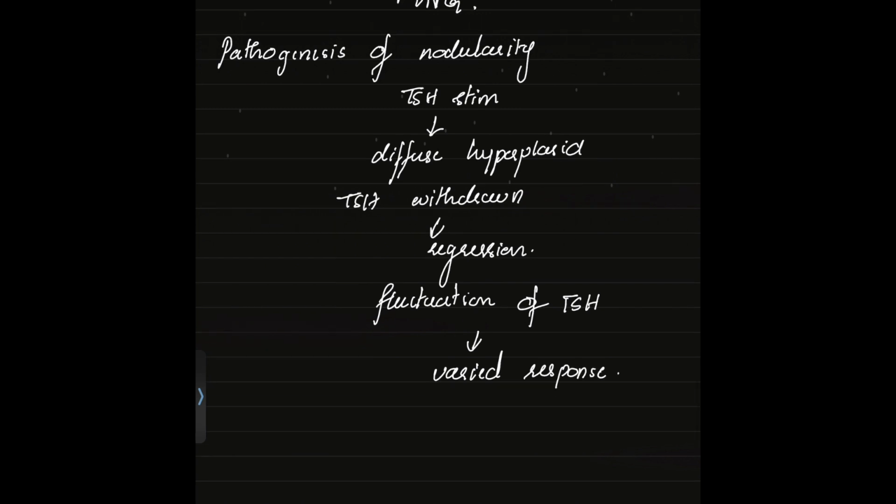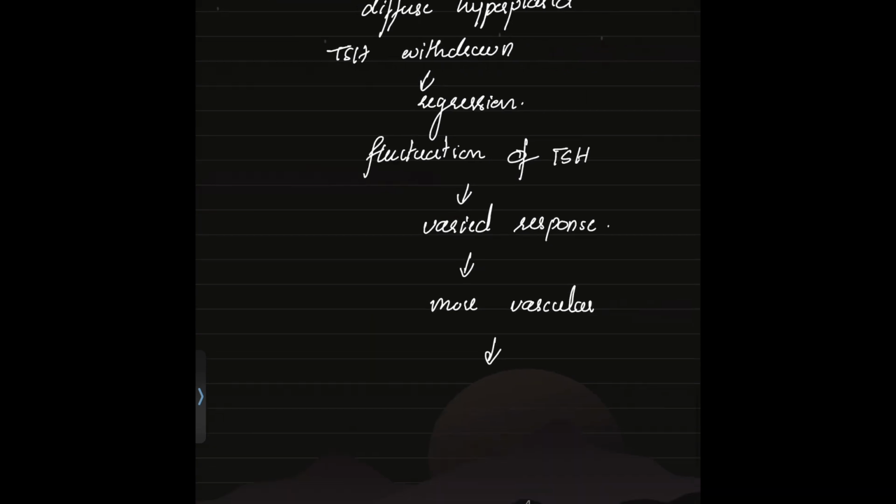Because of this fluctuating TSH, there is a varied response. There are active lobules and inactive lobules, and the active lobules become more vascular till they become hemorrhagic, and there is a central necrosis. These necrotic lobules coalesce to form nodules. Repetition of this process will lead to formation of nodular goiter.